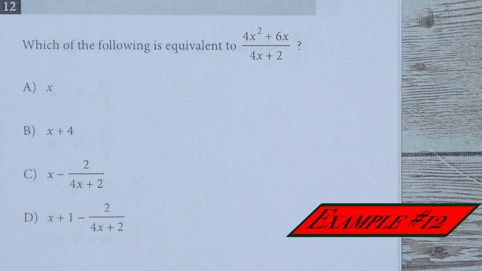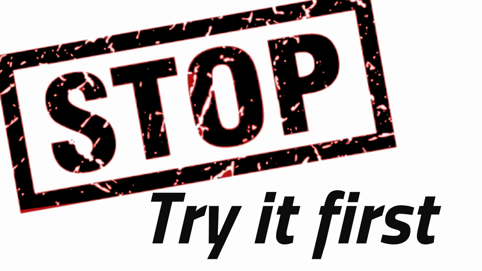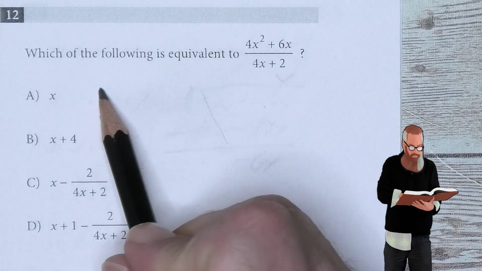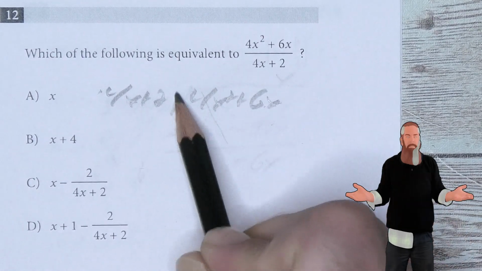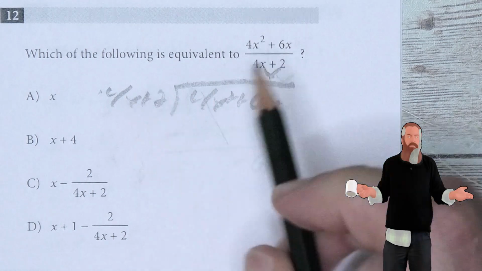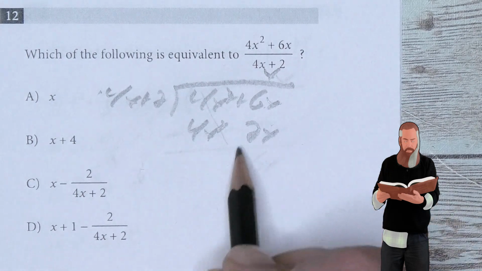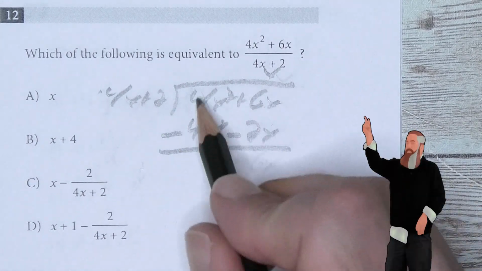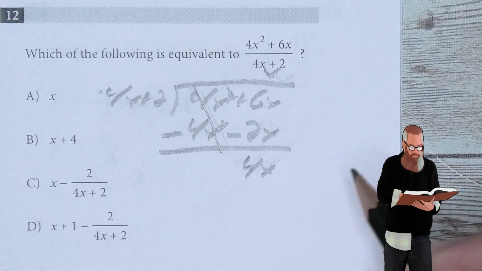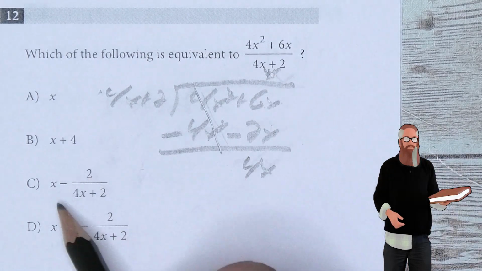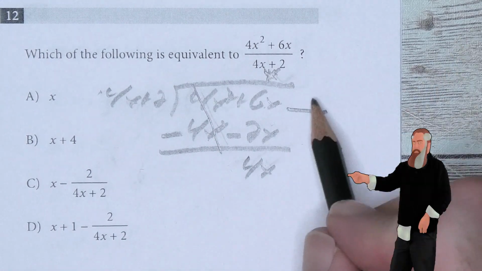Which of the following is equivalent to 4x squared plus 6x divided by 4x plus 2? So we're about to do some polynomial long division. 4x plus 2 dividing 4x squared plus 6x. So x times 4x will give us 4x squared. x times 2 will give us 2x. Subtracting this from the line above, those 4x squareds disappear. 6x minus 2x is 4x. Now, we all have x's here. We haven't gotten to eliminate anything. We don't have a number, but we can act as if it's currently a 0.